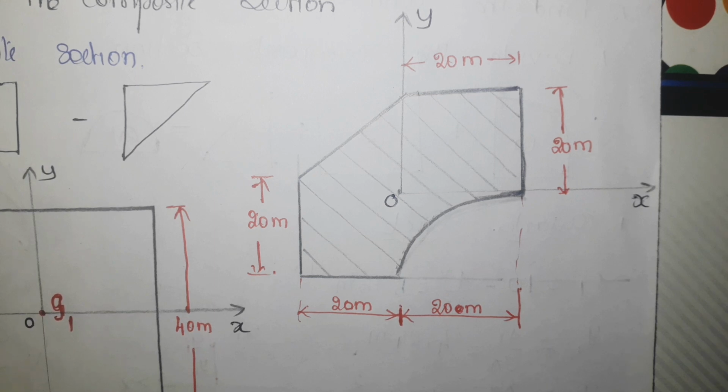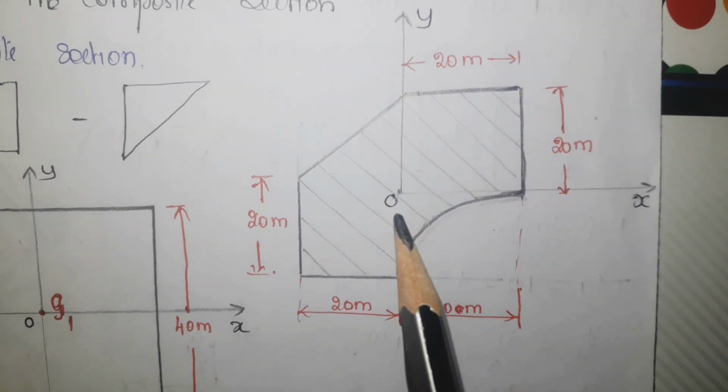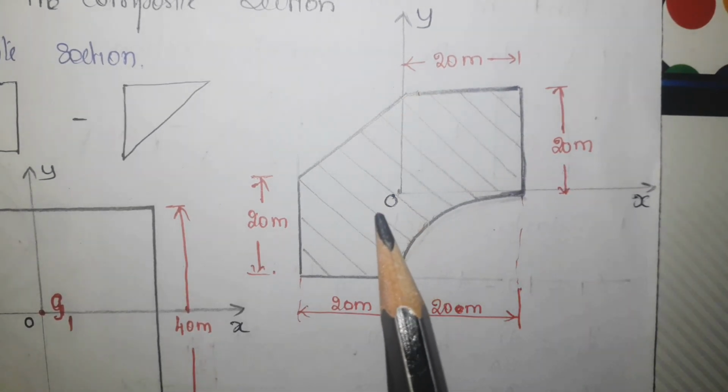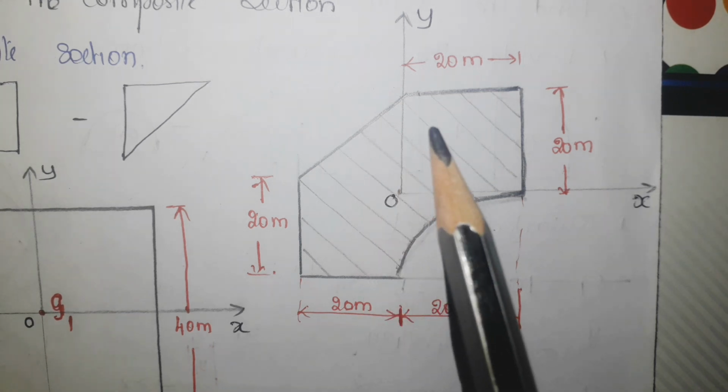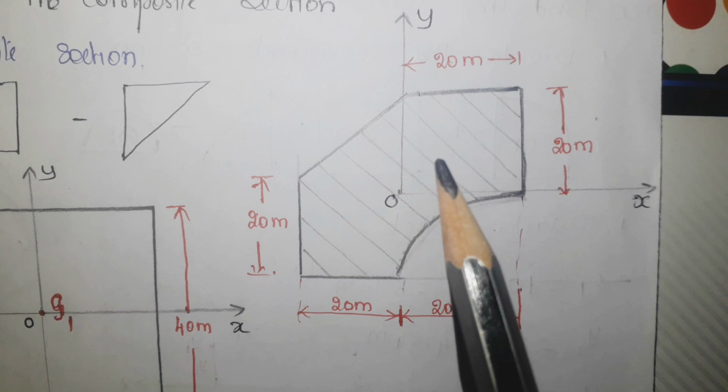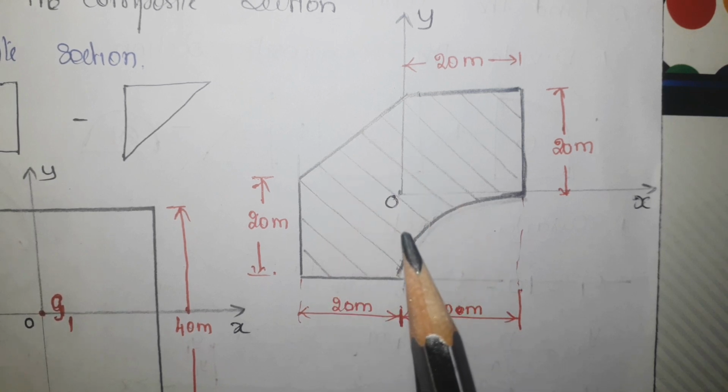The first difference is the position of the coordinate axis. If you look at here, y axis and x axis, this is the origin. Now, if you look at the origin, this origin is located approximately at the geometric center of the object.